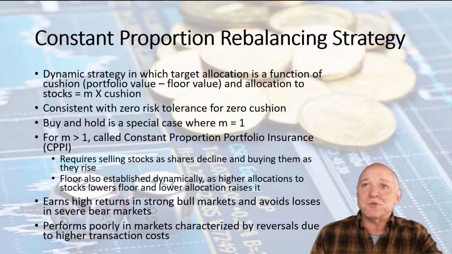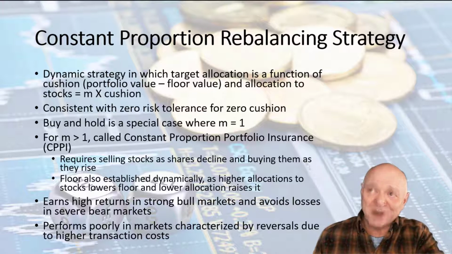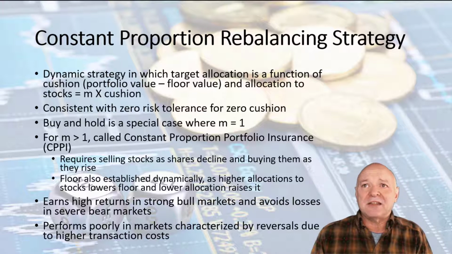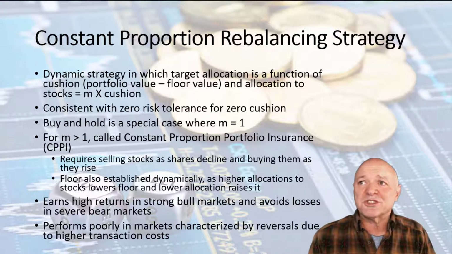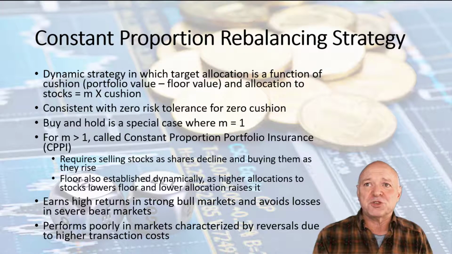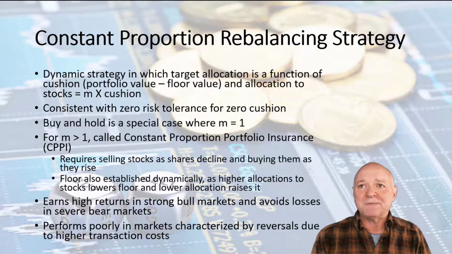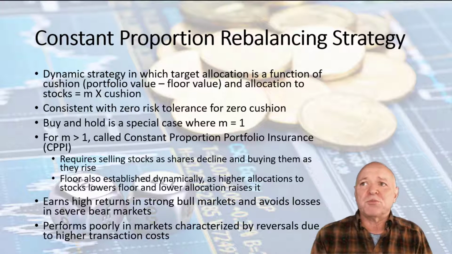The constant proportion rebalancing strategy is a dynamic strategy where the target allocation is a function of a cushion, and the allocation to stocks is going to be based on essentially a floor value times the cushion. It's consistent with zero risk tolerance. In other words, with zero risk tolerance, we have zero cushion. Buy and hold is a special case where that risk tolerance is equal to 1. And for risk tolerance greater than 1, we have something called constant proportion portfolio insurance.